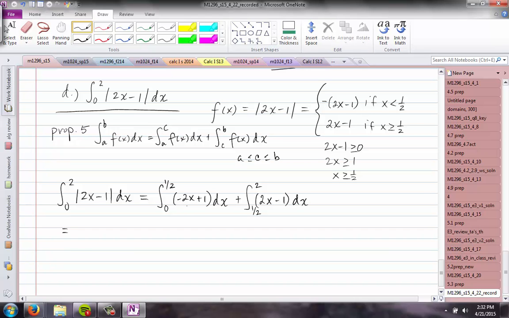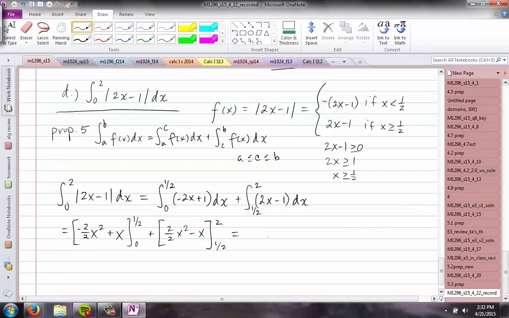I can just think about taking the antiderivative of each term separately. So for negative 2x, what I'm going to get there is negative 2 over 2 x squared, plus the antiderivative of 1, which is just x. And then I'm going to evaluate that from 0 to 1/2. Plus, I get a really similar antiderivative here, just with changes in sign: 2 over 2 x squared minus x, and that's from 1/2 to 2.